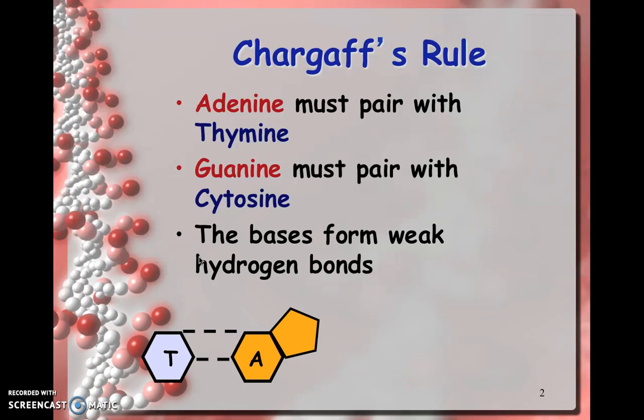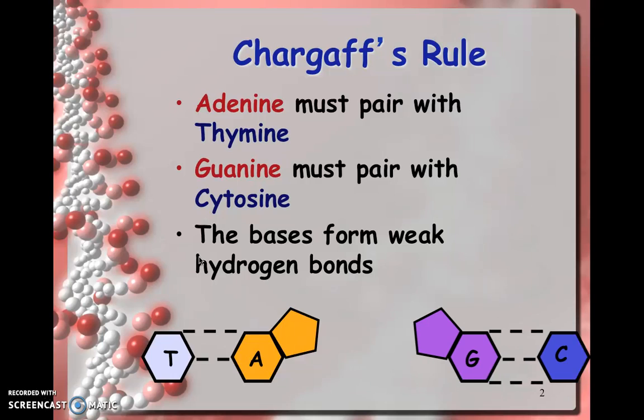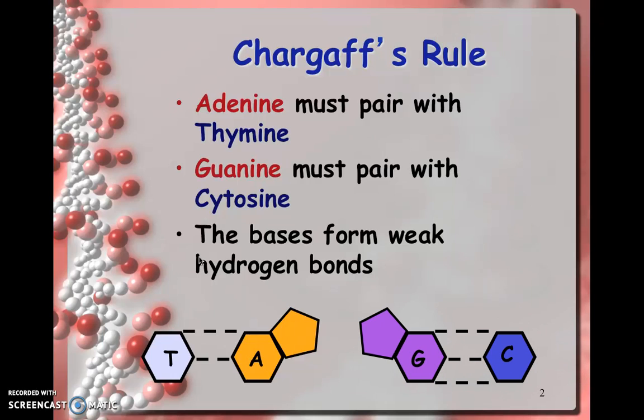Here's an example of A and T pairing together and G and C pairing together. Notice on the A and the G, you see two different rings, and the C and the T are just singular. And we'll talk a little bit more about how we can classify those.